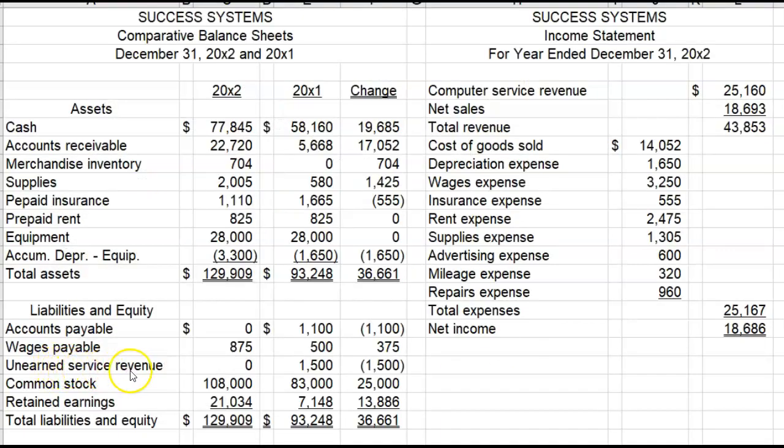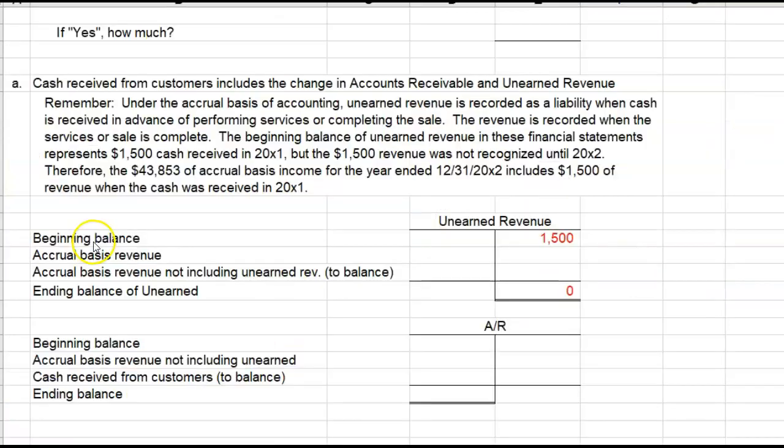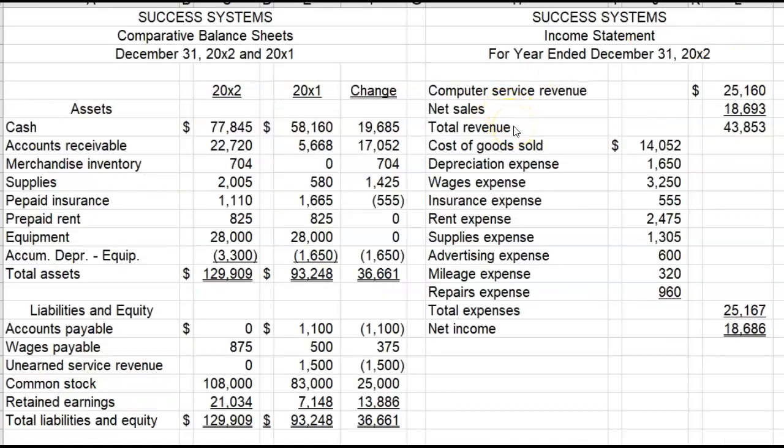Unearned service revenue is a liability account, so the beginning balance is a $1,500 credit balance. The ending balance at the end of 20X2 is a zero balance. So let's pop those two numbers into the T account. Now let's pick up the accrual basis revenue off of the income statement. The accrual basis revenue, as shown on the income statement, is $43,853.